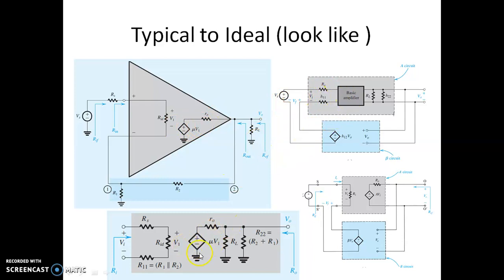How does this amplifier look? Now you can see this is how the amplifier looks. RS is coming over here, and this is H11, which is exactly R11, which is R1 parallel R2. This is the voltage source mu into V1. It is exactly the same. This is R0, and this RL is put over here, and this H22 is actually 1 over H22. Now it is R1 plus R2. Now we will find out what the actual gain of this amplifier is after moving all these things.